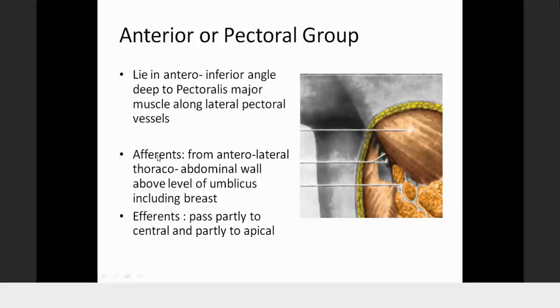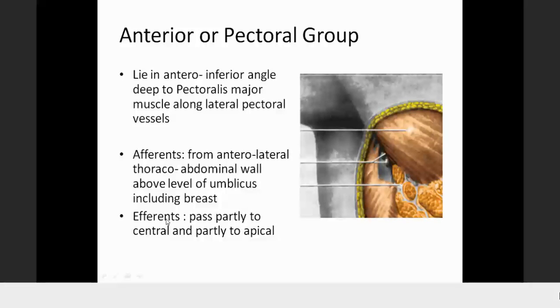Okay. So the afferents means the lymphatics which are entering, or draining some structures and entering into the anterior group. So the afferents come from the anterolateral abdominal wall, anterior and the lateral thoracic and abdominal wall above the pelvis, and from the breast. So the lymph from these structures enters the anterior or the pectoral group of lymph nodes.